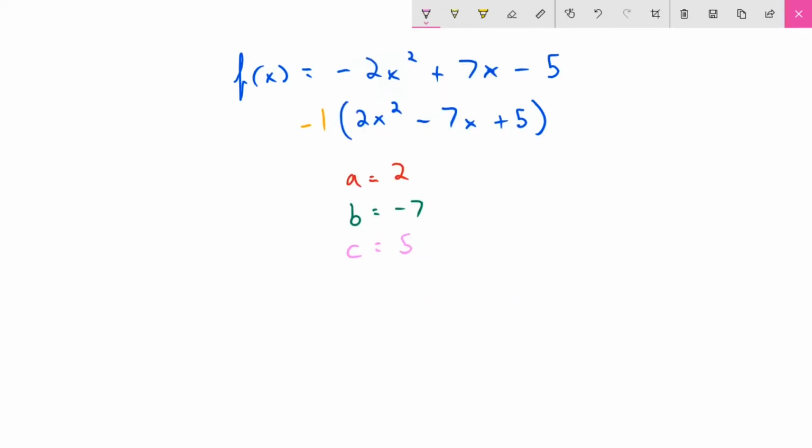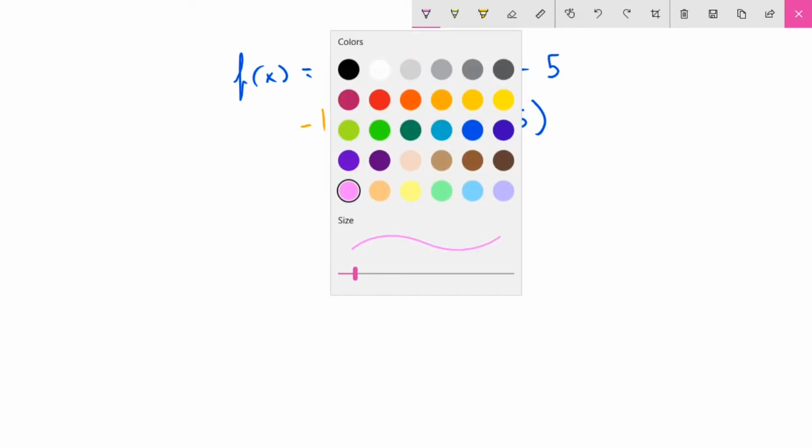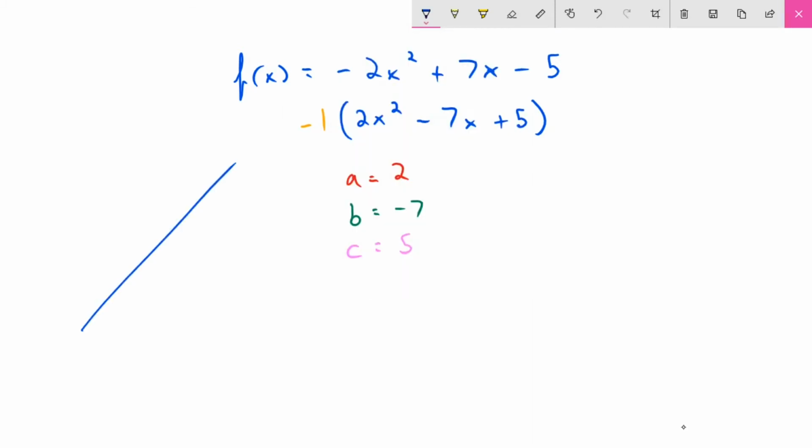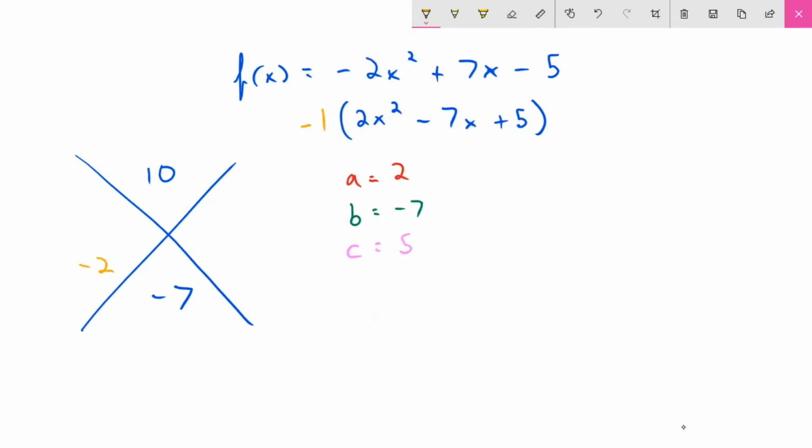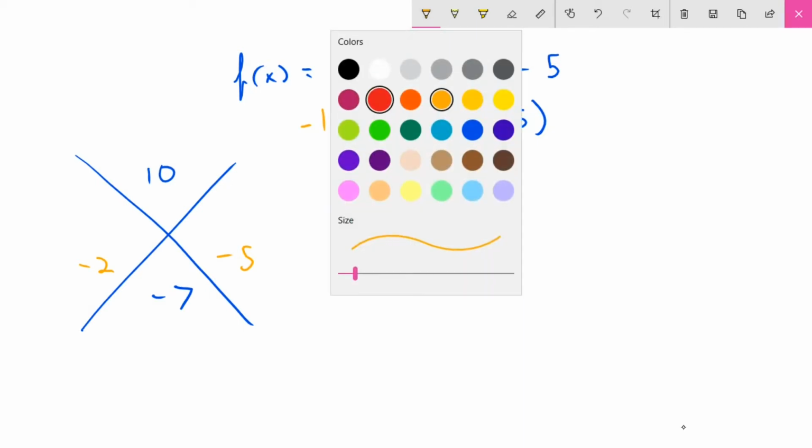So in this case, now we're just going to continue with our Xbox. Oh, wrong. That's not the right color that I used for the Xbox. Okay, that's not it either. There it is. So the top spot is a times c, 2 times 5, that's 10. And the bottom spot, it's negative 7 because that's b. Now we got to find our two terms. It's going to be negative 2 and negative 5. But what do we check for right here? Is a 1? No, it's not. A is 2. So what I'm going to do is set up my fractions.